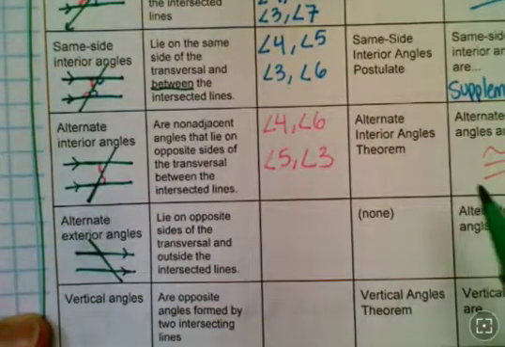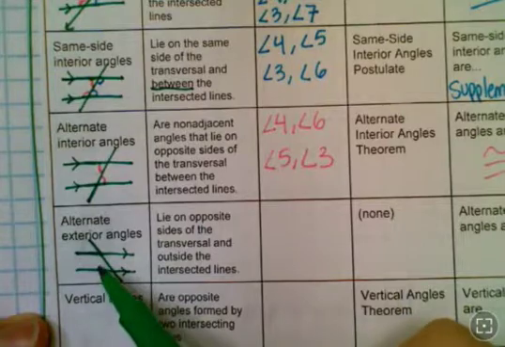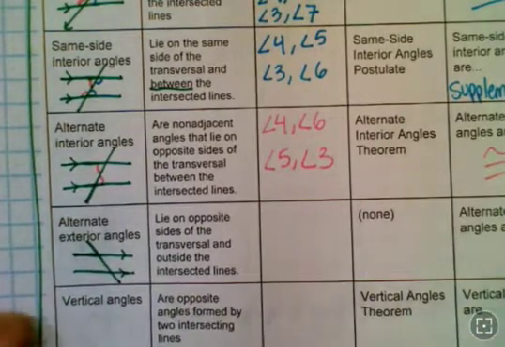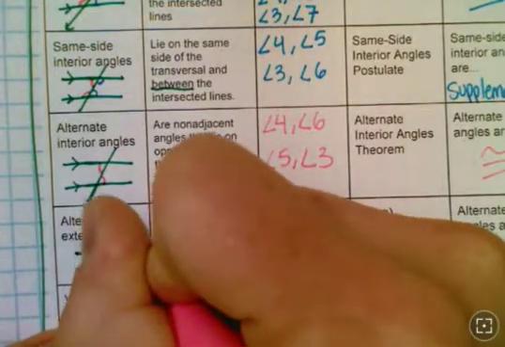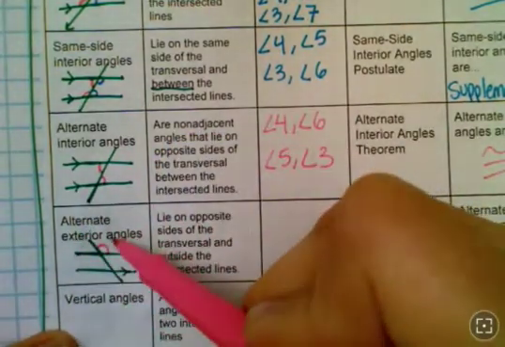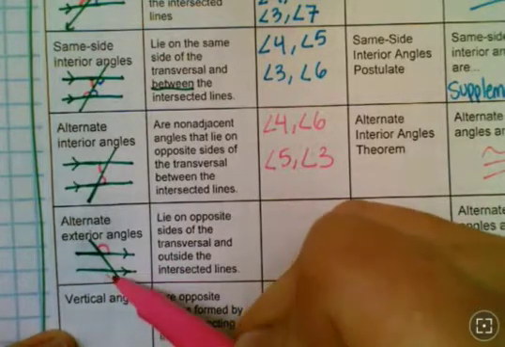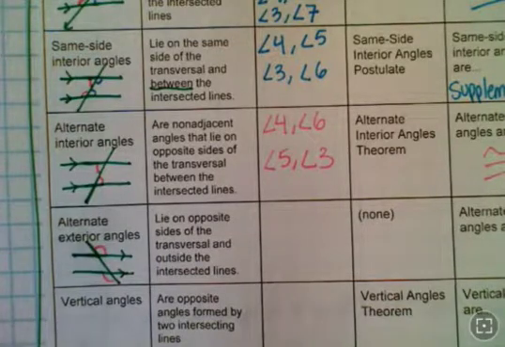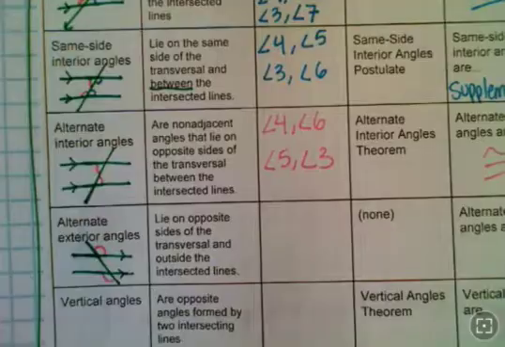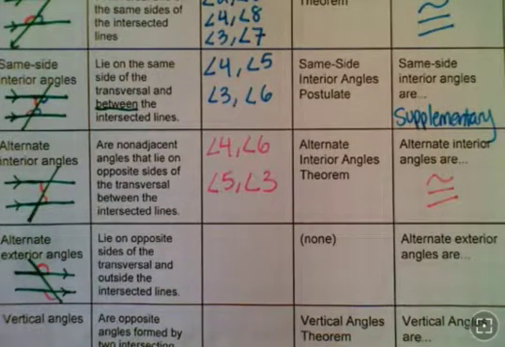Alternate exterior angles are exactly the same thing. They're on opposite sides of the transversal, but this time they're outside the intersected lines. And so it would be outside, in this case above the intersected lines, and then we have to go below the intersected lines on the opposite side of the transversal, so down there. So take a minute and see if you can figure out, there are two pairs of alternate exterior angles in the diagram above, so see if you can figure out what they are and then check back up here to see if you got them right.